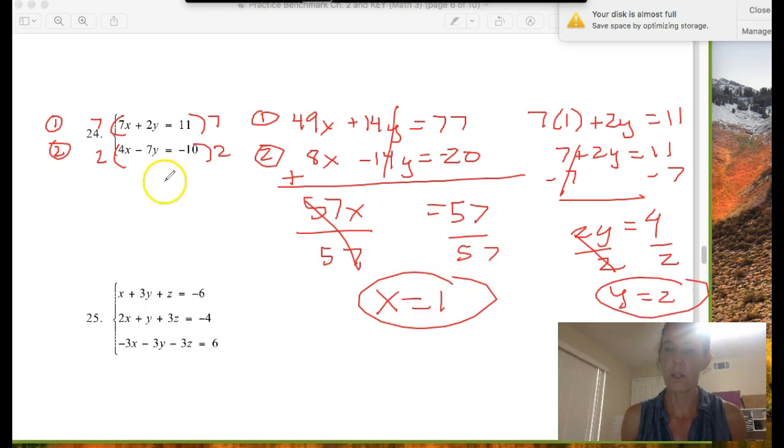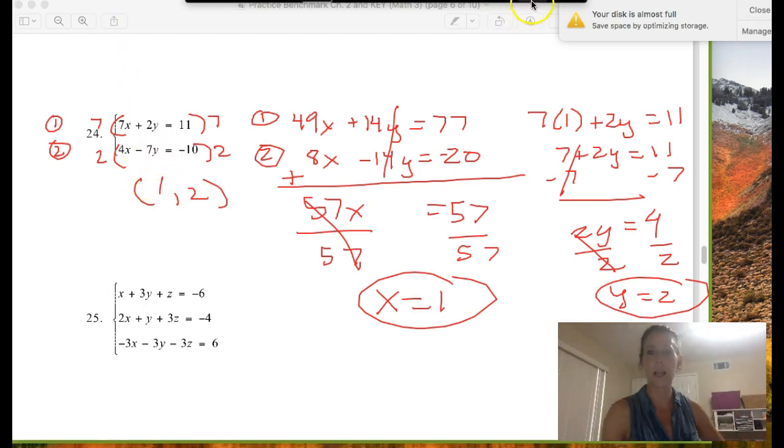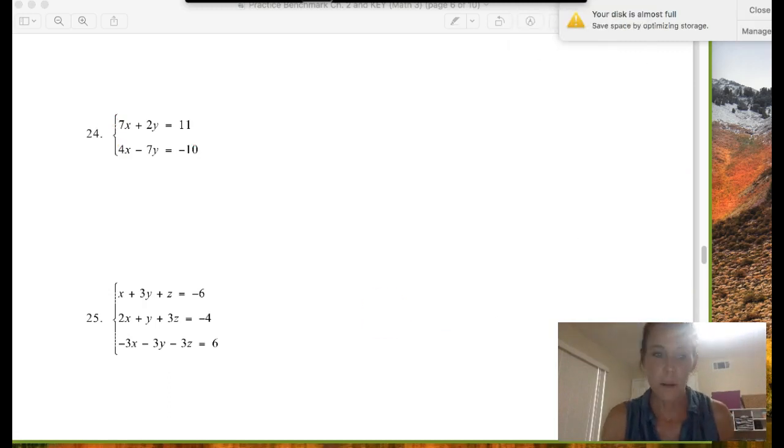So you've got your x, your y, an ordered pair would look like this. 1 for x, 2 for y. There's your solution. All right, let's do the last one, which is a system of 3 equations and 3 variables. And let's go ahead and work that.